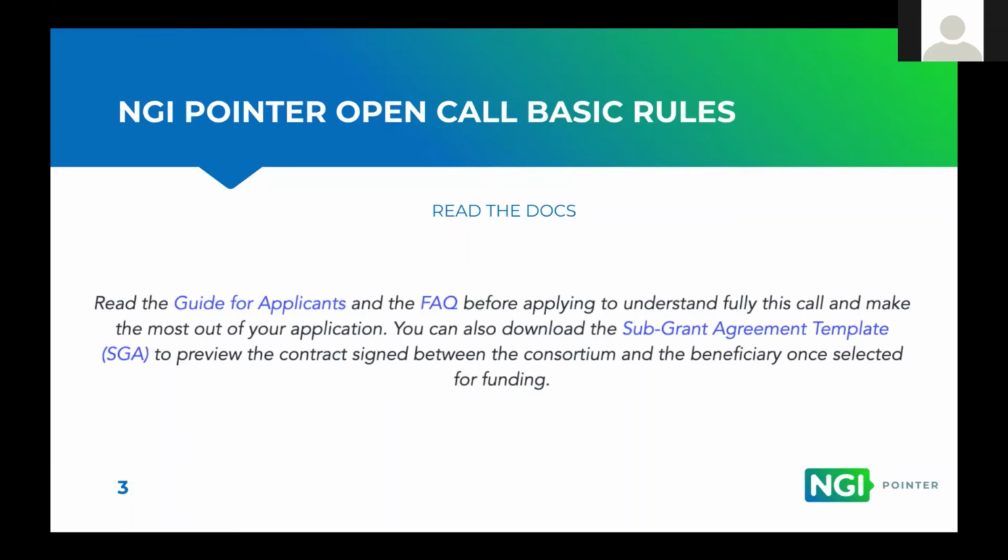So this one pretty much supplements the guide for applicants and highlights the main questions you may have on how to apply and how you will be evaluated. And last but not least, we also have provided to you the sub-grant agreement template, which is the legal document that is signed between yourselves, if you're selected for the program, and the consortium. So I would advise that you take a look at this document in advance so that you can familiarize yourselves with the terms of the contract. And all of these documents can be found on the landing page of the open call.